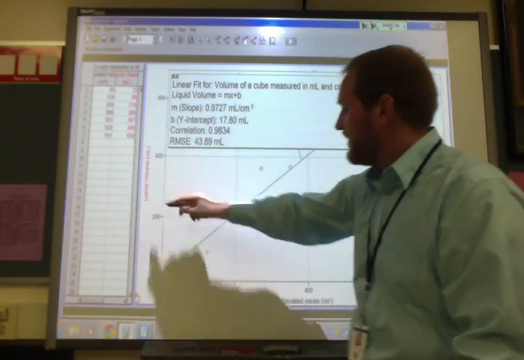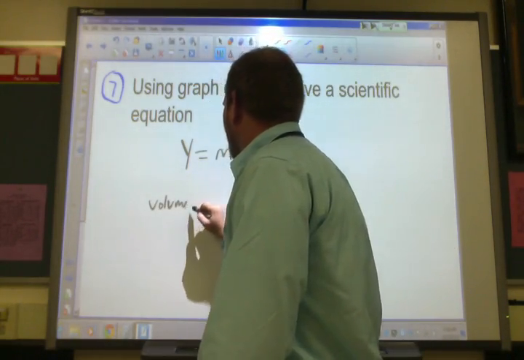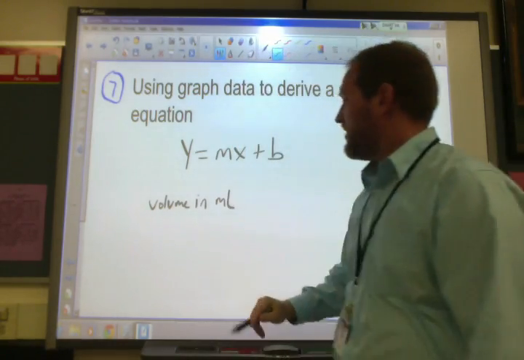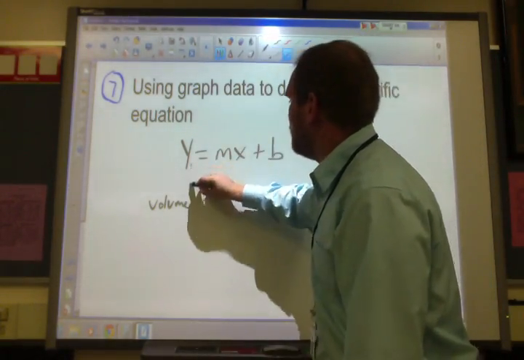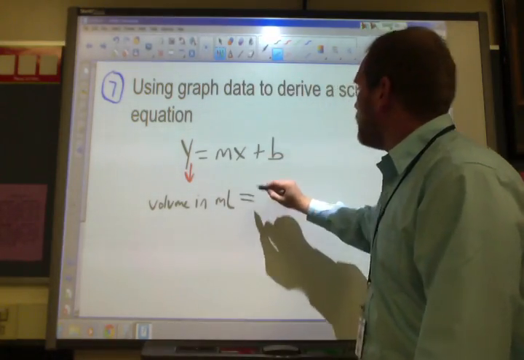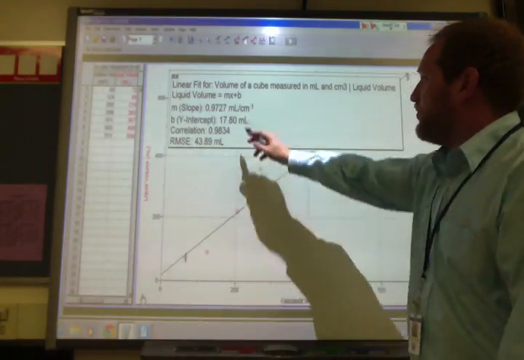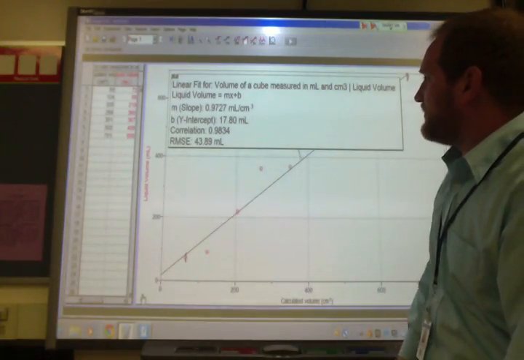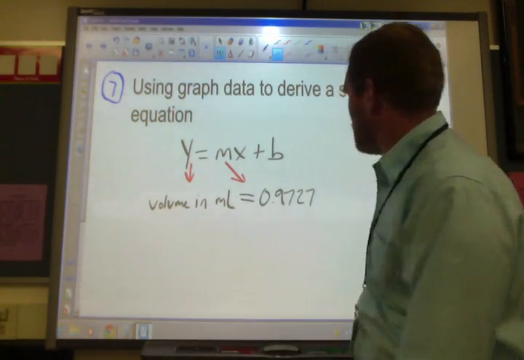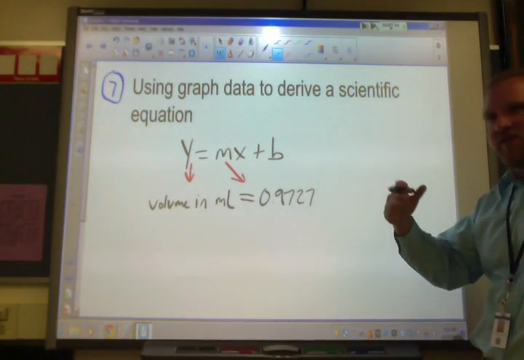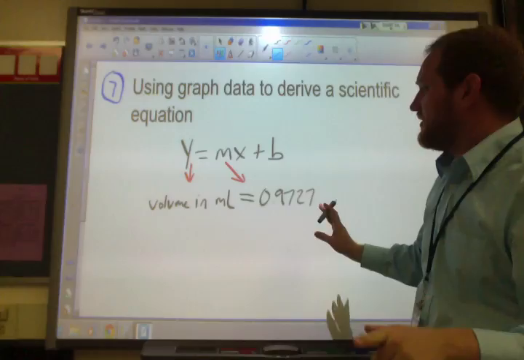Well, my y-axis has liquid volume in milliliters. So we can write volume in milliliters. That's a little more precise than saying just ml. Okay? So volume in milliliters, that's my y. Equals, for my m. For m, you're just going to pull it right from the graph, 0.9727. You can include the units, but I usually, when I write the equation, I generally don't. Your teacher might want you to, so you might want to check on that.